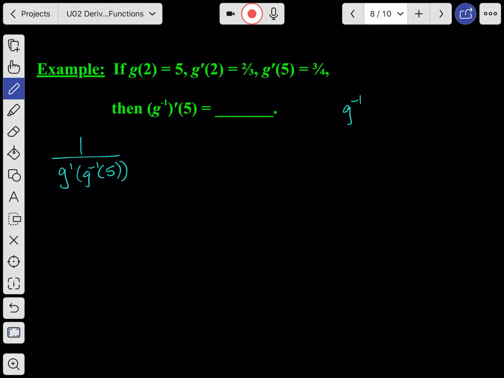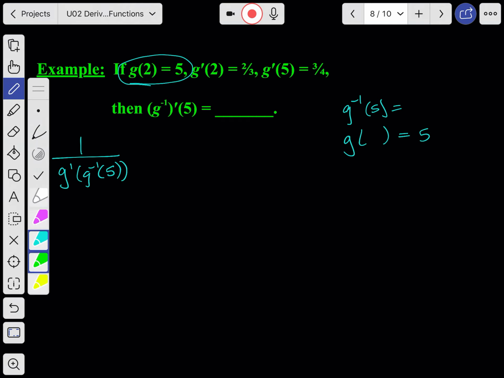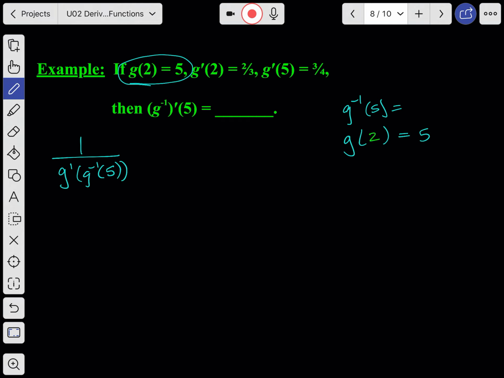So g inverse of 5 is equal to something. G of something is equal to 5. So look at what you've got. We know g of 2 is equal to 5. So that something is no longer a something. We're going to name it 2.